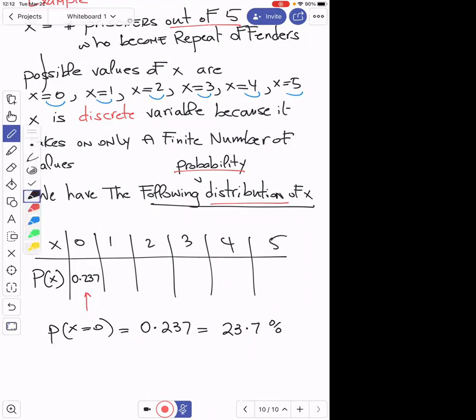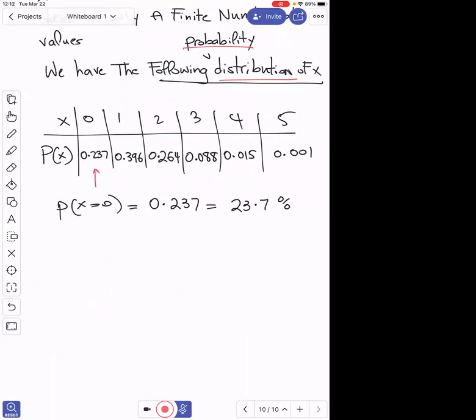So for x equal to 1, yesterday we had 0.396, and for x equal to 2, the probability is 0.264. Then 0.088, then 0.015, and then 0.001. Anyway, first we discussed the mean of this probability distribution. Just to remind you, the mean.